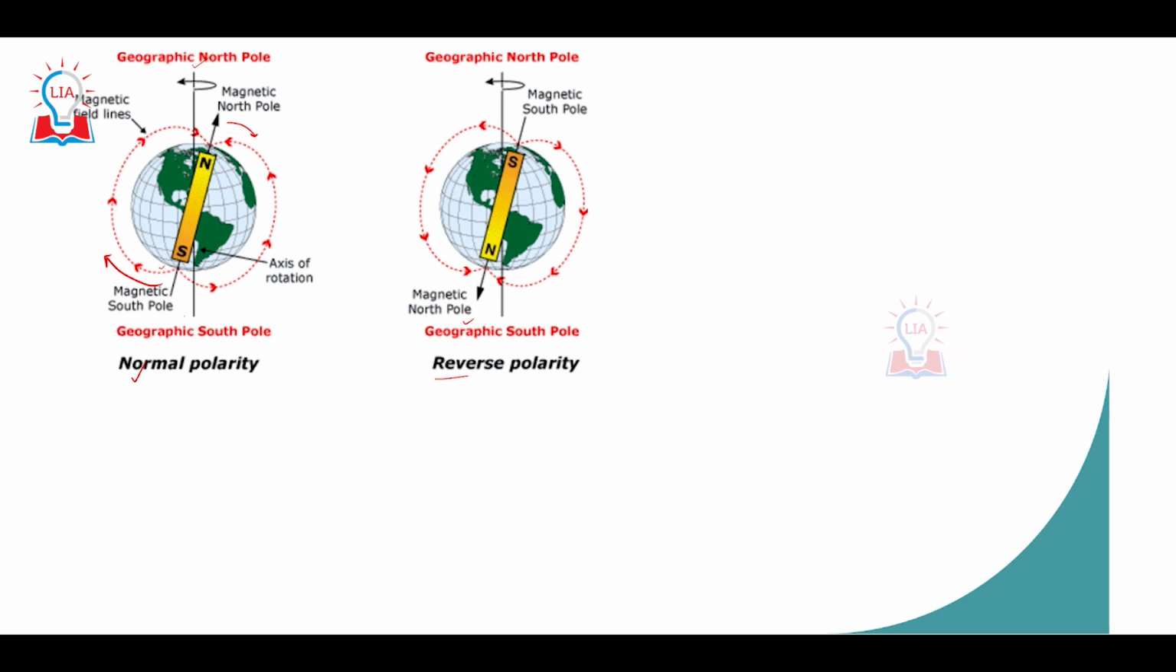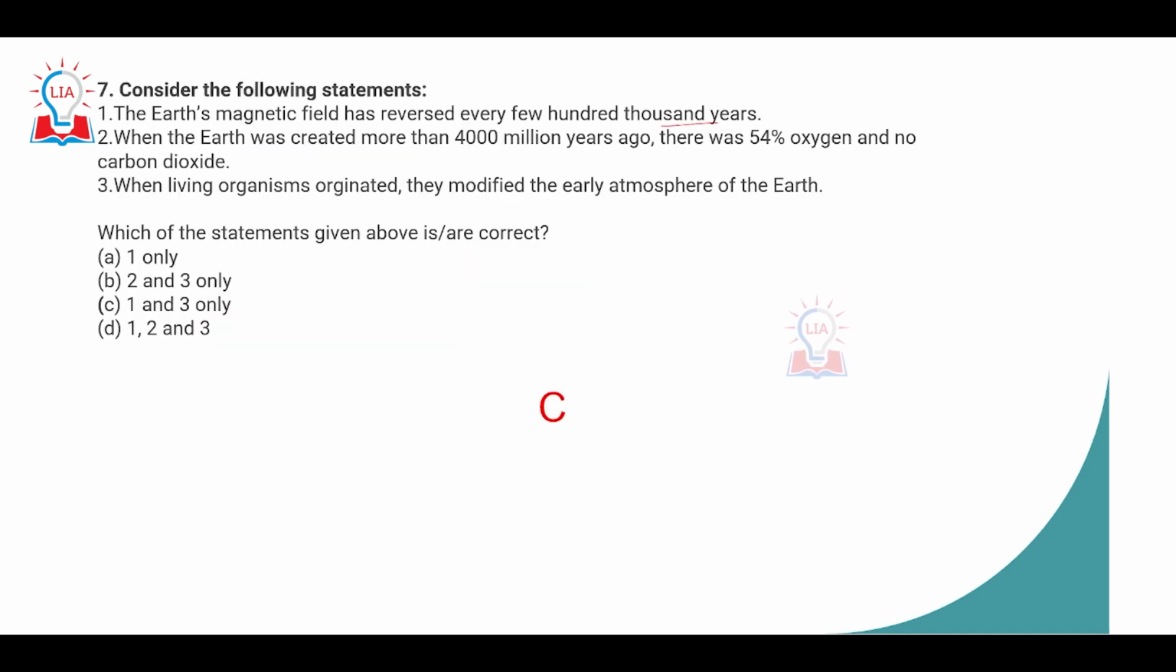So this kind of reversal in the polarity from normal to reverse and again from reverse to normal is a very, very natural phenomenon that has occurred many times in the history of the Earth. So the first statement is absolutely a correct statement.